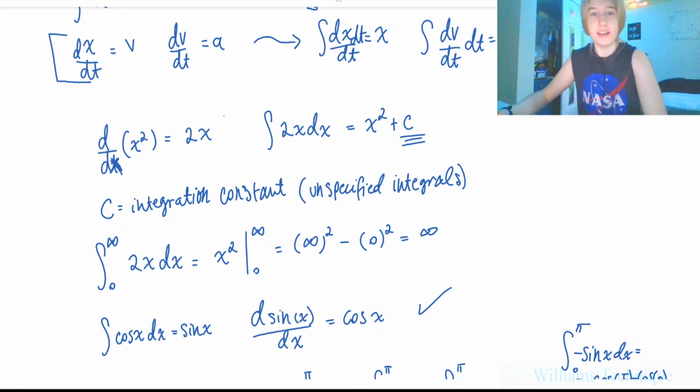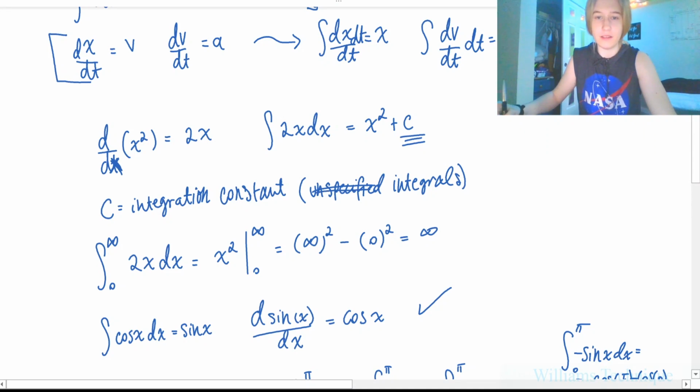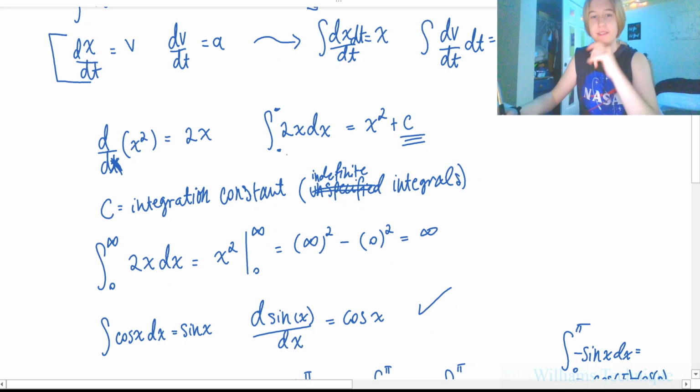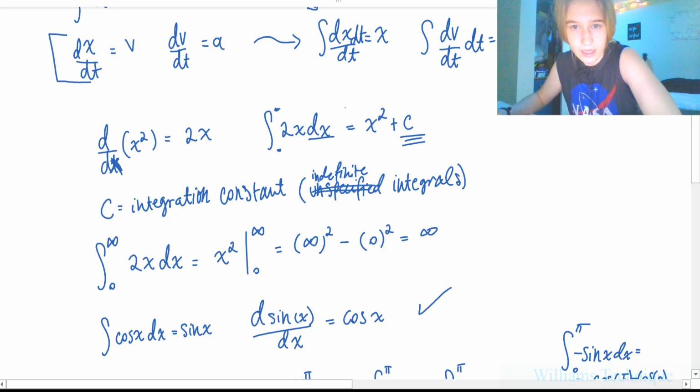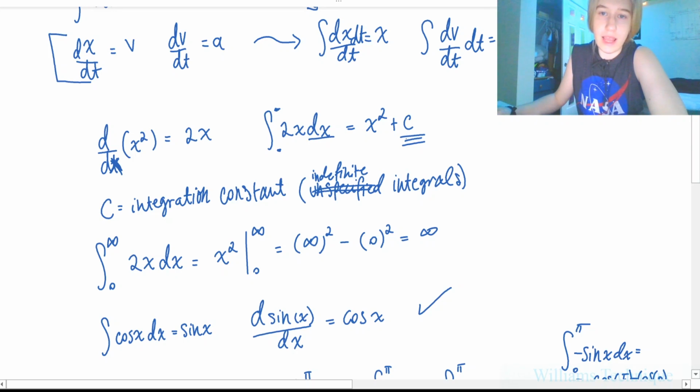So if we're to take the indefinite integral, meaning there's nothing here that we're evaluating, we'll get to that in a second. If we're taking an indefinite integral where there's nothing from the bottom to the top, of 2x dx, and remember to put the dx there, then we get x squared plus c. And c here is the integration constant.